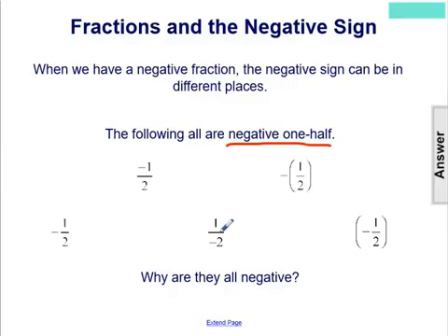A number is also negative if you perform the operation of division and then make the fraction negative. So here 1 divided by 2 would be positive, but then we're making it negative. Same thing, 1 divided by 2 would be positive, but we're making it negative. So they are all negative fractions.